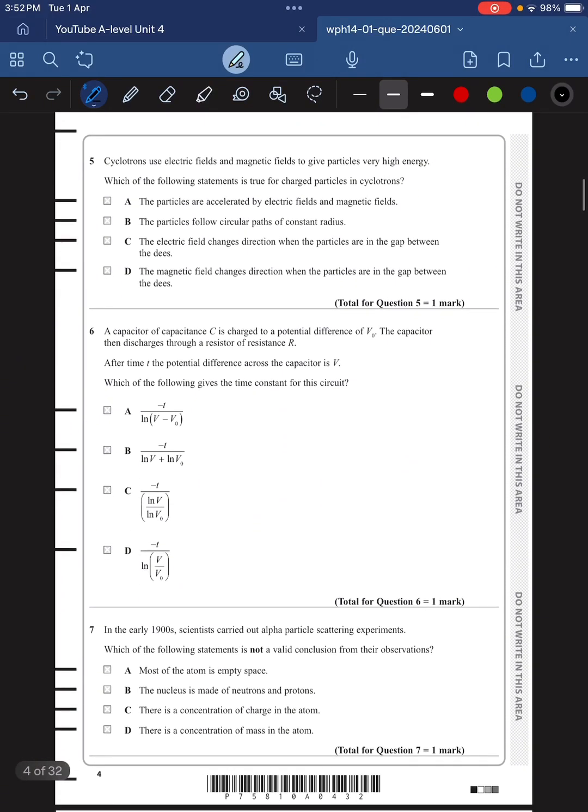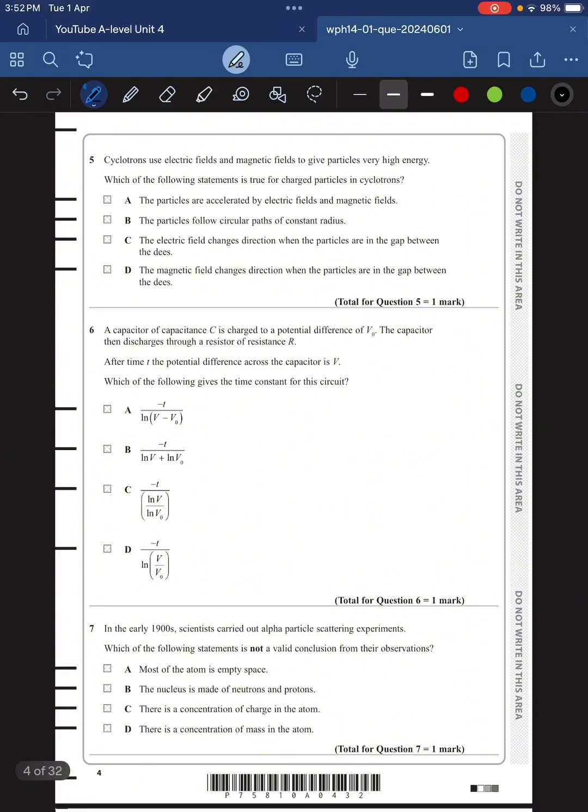Now, question 5. Cyclotrons use electric fields and magnetic fields to give particles very high energy. Which of the following statements is true for charged particles in cyclotrons? The particles are accelerated by electric fields and magnetic fields.